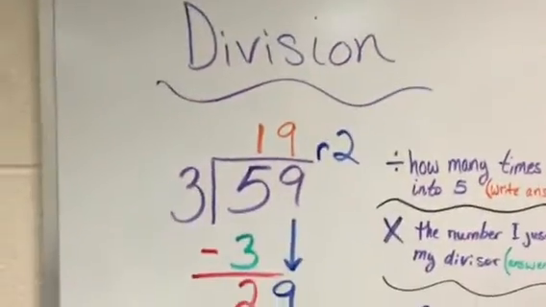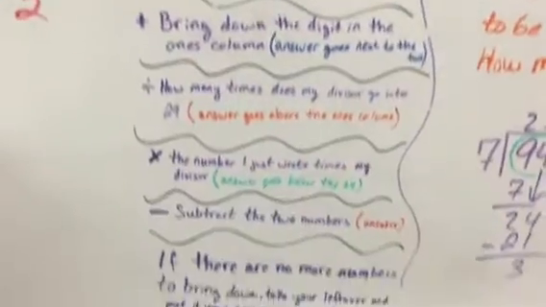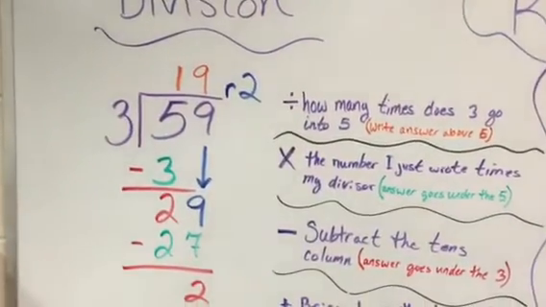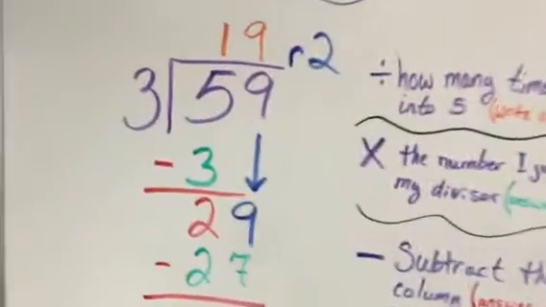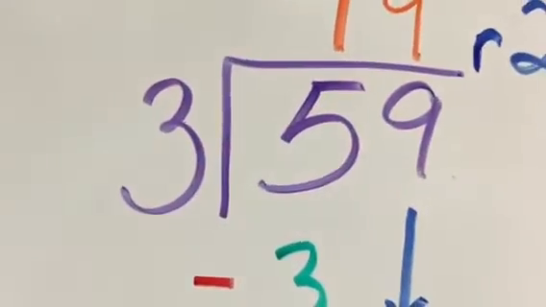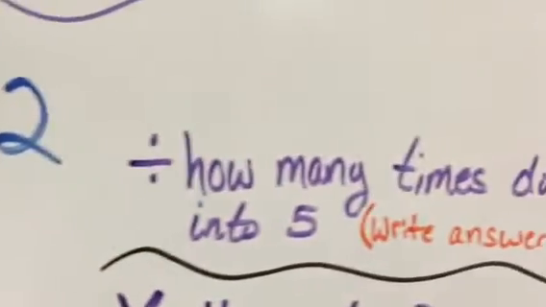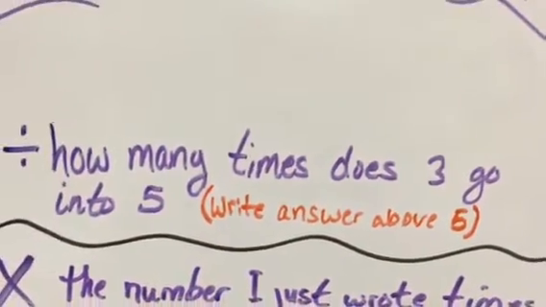So right here I have a problem that I've worked through, and I have all of the steps that I did. This might be a good opportunity to pause the video as we go through and look at each step one at a time. So we're starting with 59 divided by 3. My first step is division, and I want to know how many times does 3 go into 5?